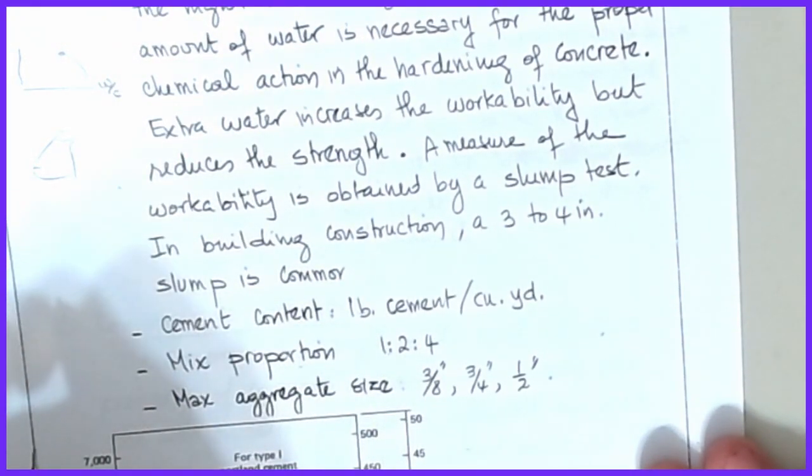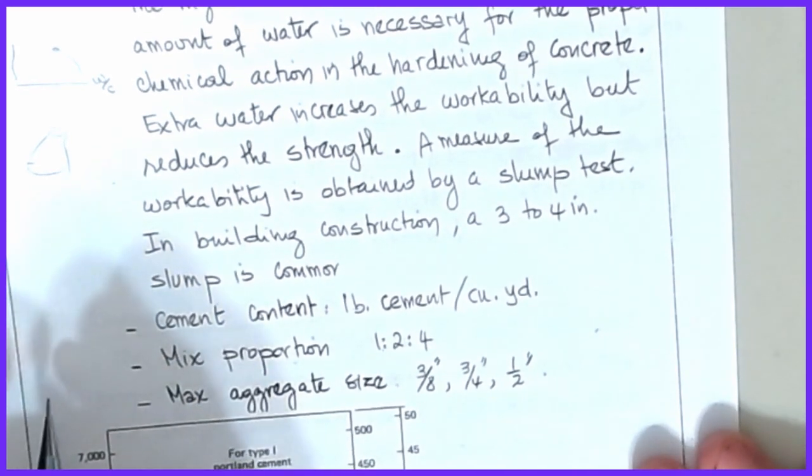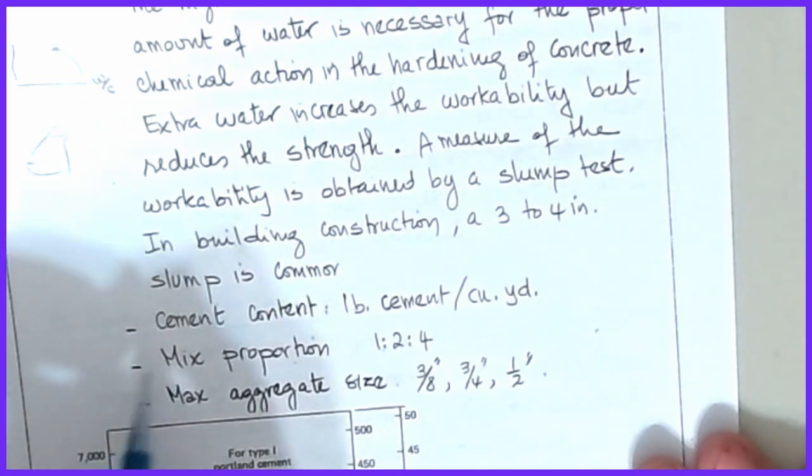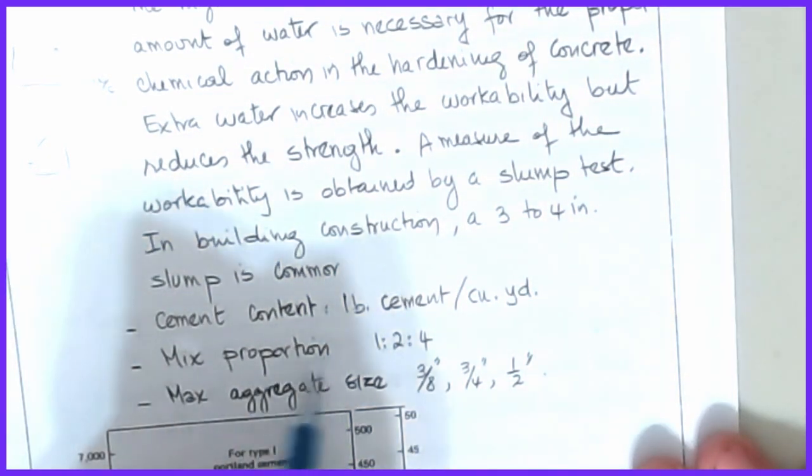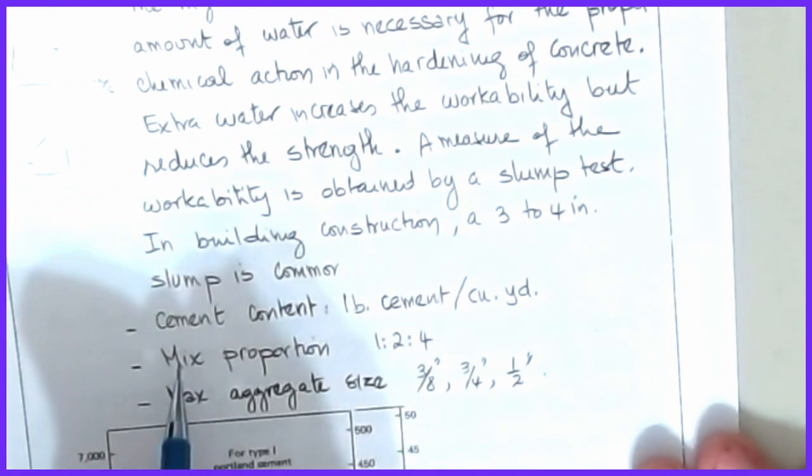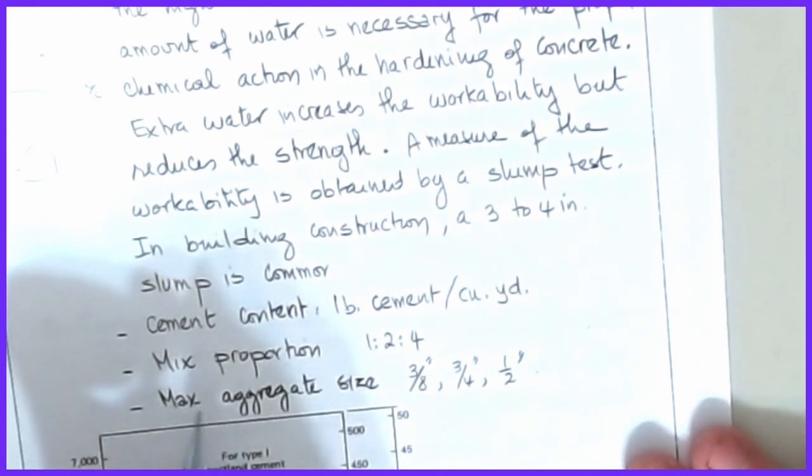Some of the major basic proportioning, and again, a lot of this depends on what f prime c you're after or what the material availability is, generally we like to have 1 pound of cement per cubic yard of concrete. And our proportioning of this will be 1, 2, and 4. So it's 1 part cement, 2 parts sand, and 4 parts coarse aggregate that will make up a standard concrete mix.